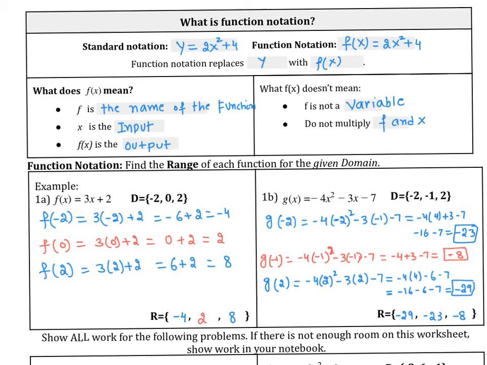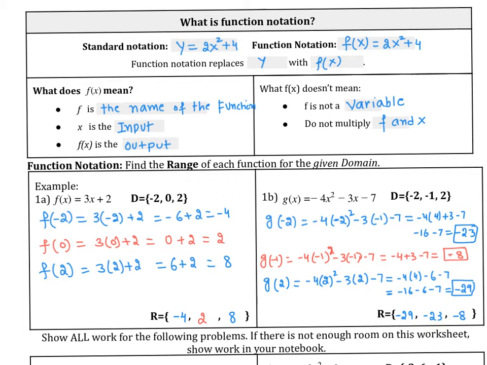So all it is, when you have function notation, you replace y with f(x). f is the name of the function, x is the input, and f(x) is the output. f is not a variable, so do not multiply f and x.